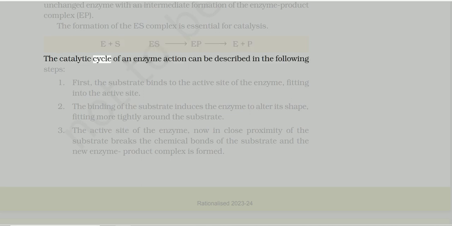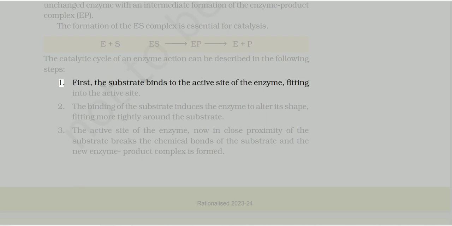The catalytic cycle of an enzyme action can be described in the following steps. 1. First, the substrate binds to the active site of the enzyme, fitting into the active site. 2. The binding of the substrate induces the enzyme to alter its shape, fitting more tightly around the substrate. 3. The active site of the enzyme, now in close proximity of the substrate, breaks the chemical bonds of the substrate and the new enzyme-product complex is formed.